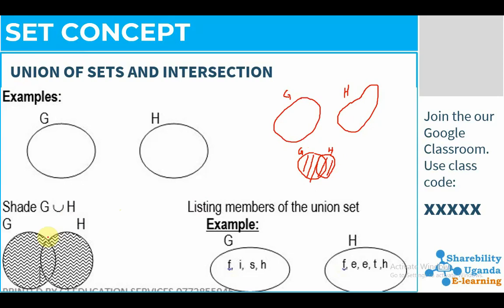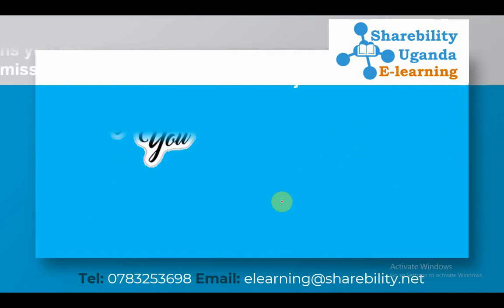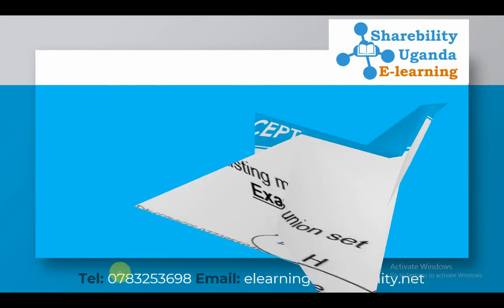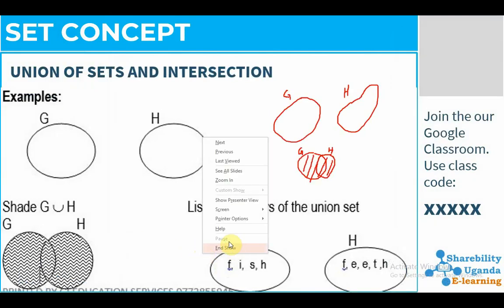That's why here they are able to show you that our G and this one, they shade them, so it is a union of that. Listing the members of the union set, here we have looked at it and can be able to learn. Before we come to this, we shall make a recap on what we have learned.